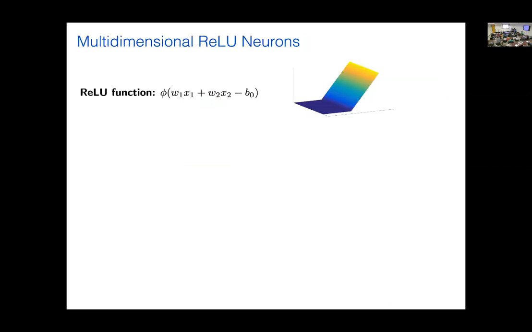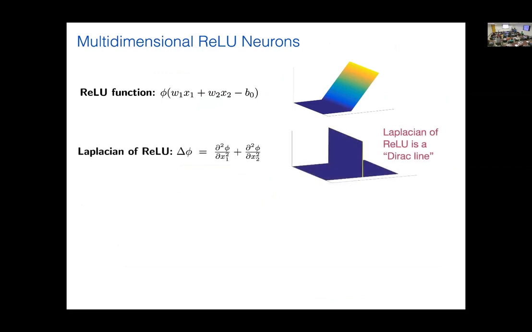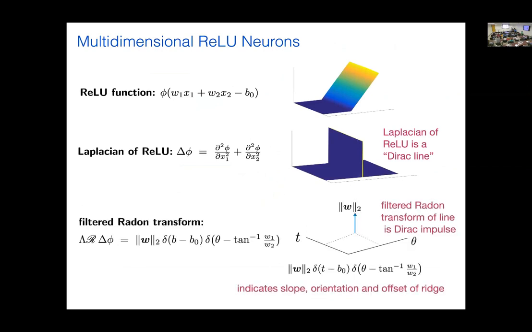Just another picture to make sure everybody's on the same page. Here's a two-dimensional ReLU. I'm going to take its second derivative. That gives me this thing I was calling a Dirac line. And then when I take this filtered Radon transform, I get an impulse exactly at the orientation and offset of that line. I can just read off. That basically reveals what that term in your function was. What was that neuron's contribution? What was the lambda operator?